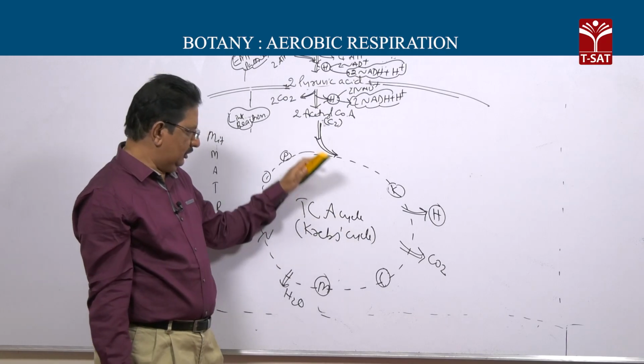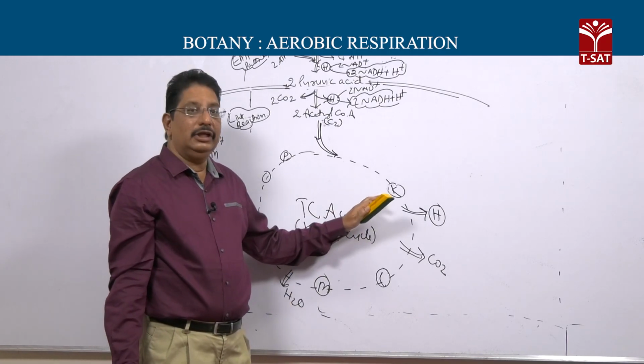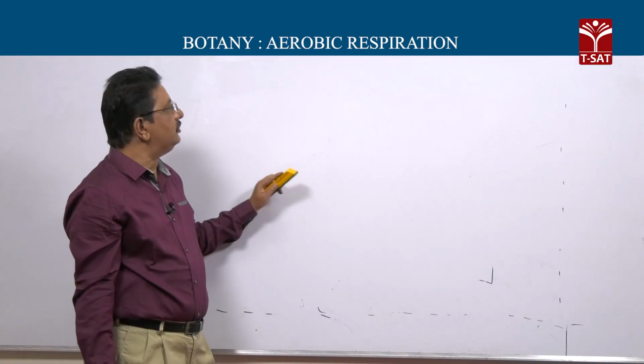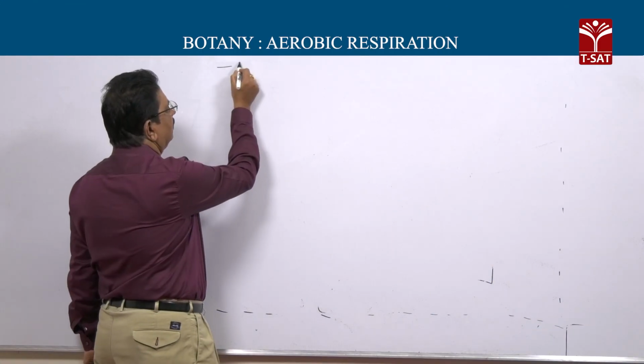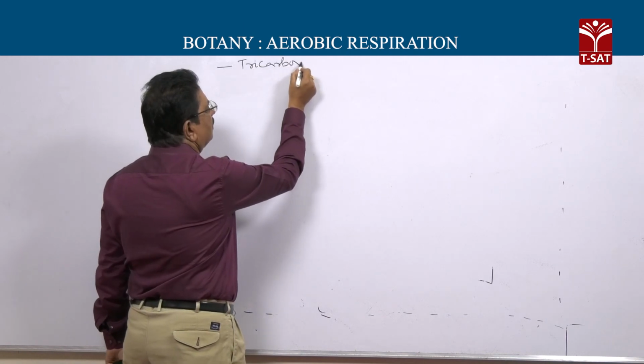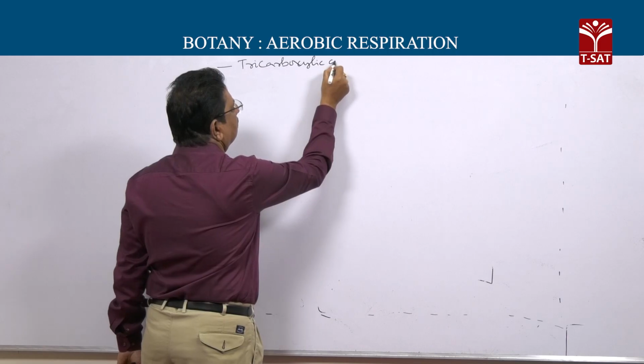So, we will discuss this entire pathway in detail. So, let us start the details of the TCA cycle. So, the TCA cycle is otherwise called the tricarboxylic acid cycle.